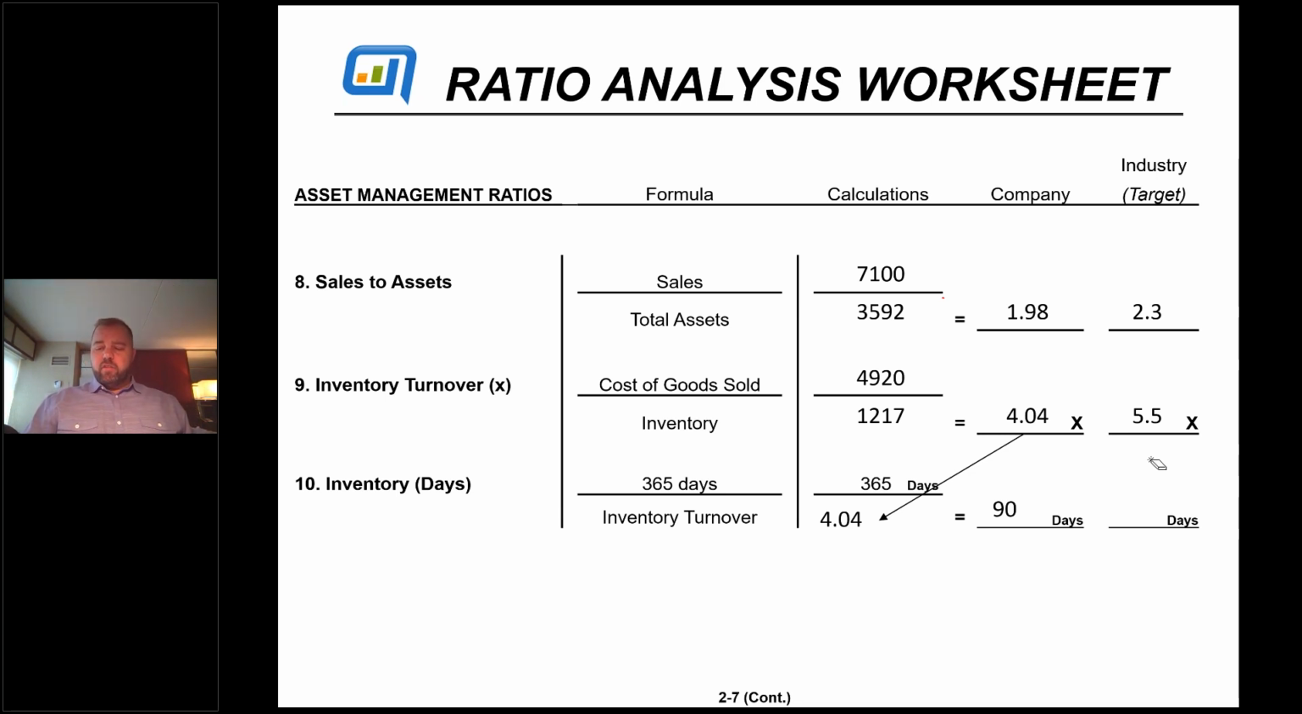So is 90 days good or bad? Well, in this case, everyone else has 66 days. That's important to know, because that's telling me right up front that I have too much inventory. So 1.2 million is too much. I don't know exactly how much we should have yet. I'll tell you how to calculate that in a second. But I already know that I have too much inventory.